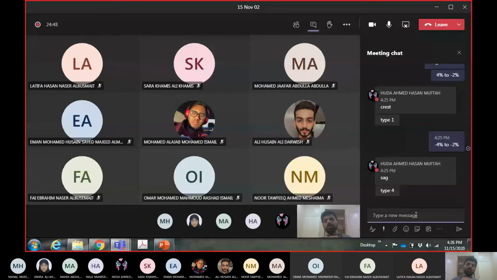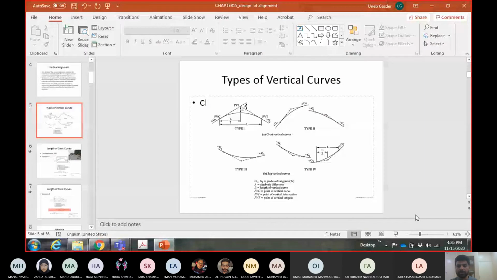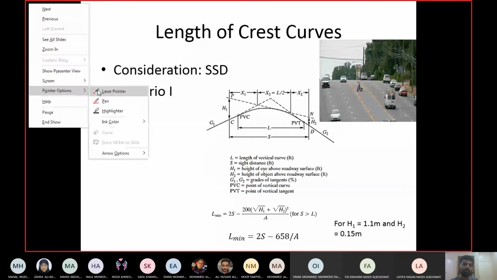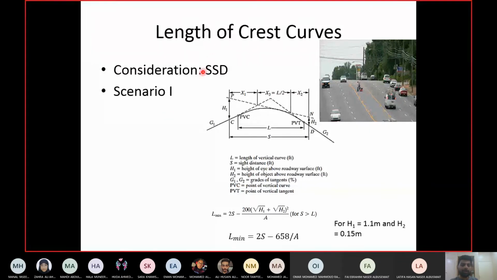Now you can identify the type of curve from the sketch as well as from the value of the gradients. Next, we have to find out the length of the curve. First of all, we'll talk about the crest curve. When you are finding out the length, your criteria is sight distance, because sight distance must be provided on all sections of the road, and the minimum sight distance you provide is equal to stopping sight distance. Remember, we talked about it. The stopping sight distance is your minimum criteria. So in most cases, you will be calculating the stopping sight distance, and the length of the curve should be according to that.